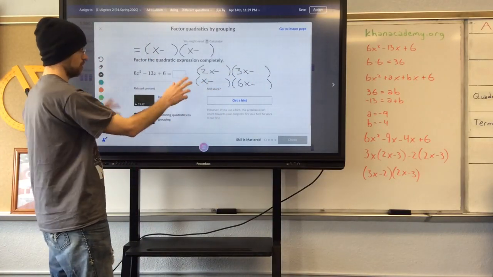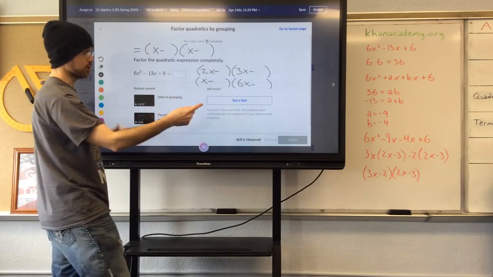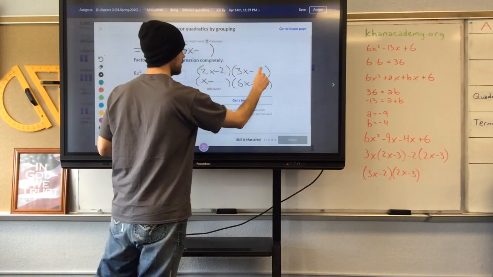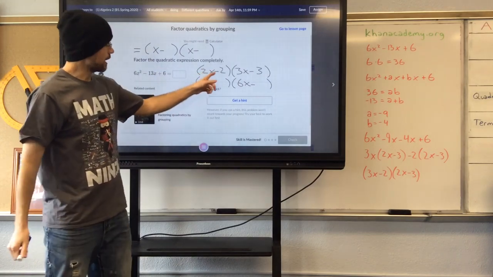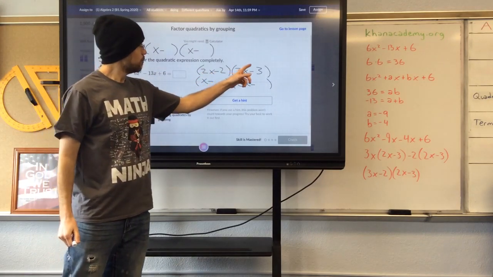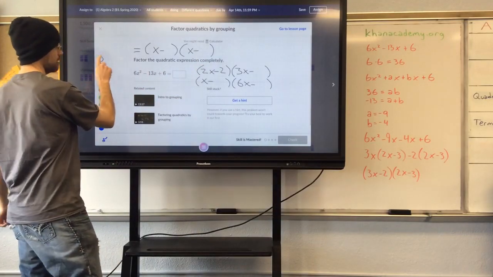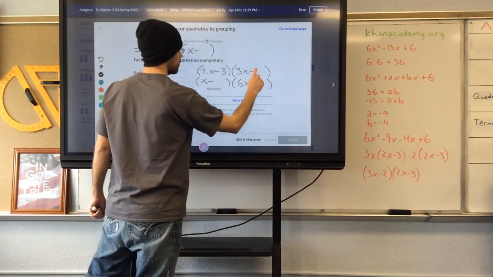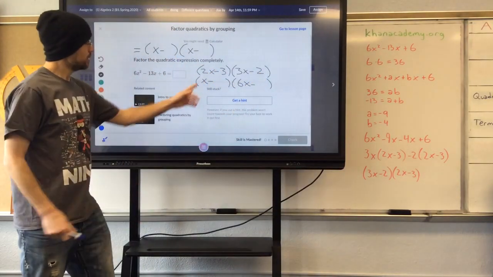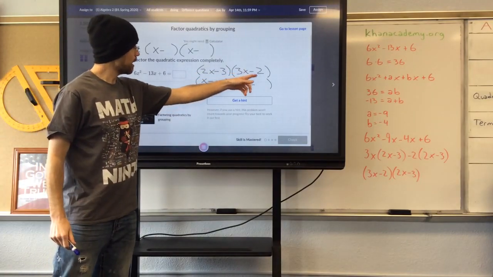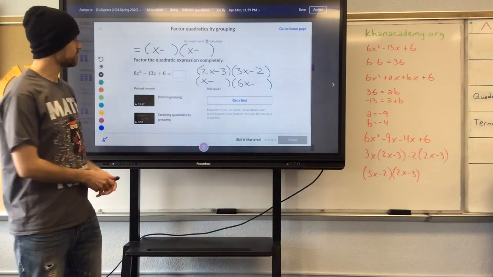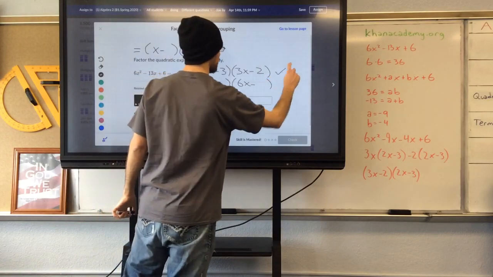So, okay, next we're going to try 2's and 3's. We could put a 2 here and a 3 here. Negative 6x minus another 6x is negative 12x. That's not okay. We could put a 3 and a 2. Negative 9x minus 4x is negative 13x. So this is the one right here.